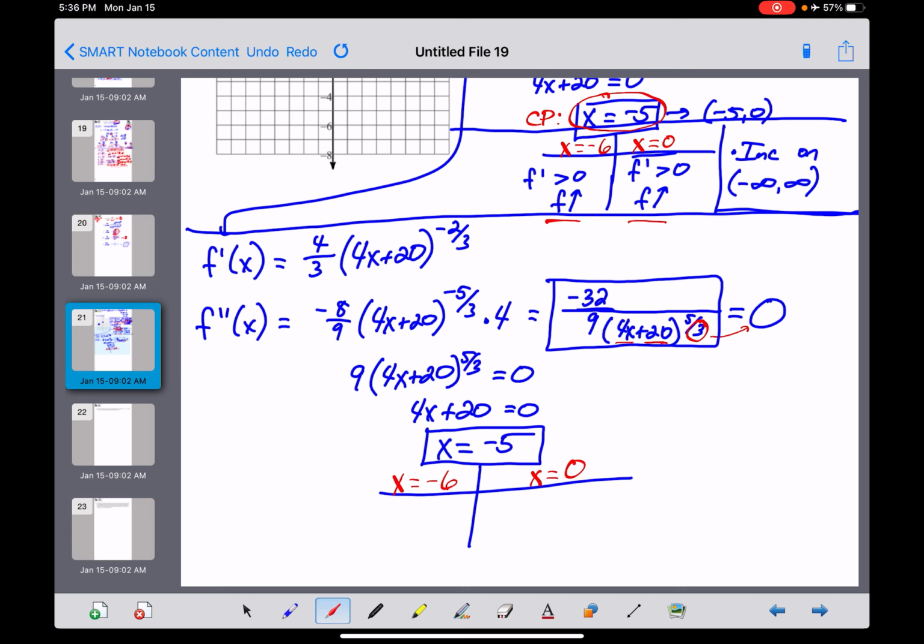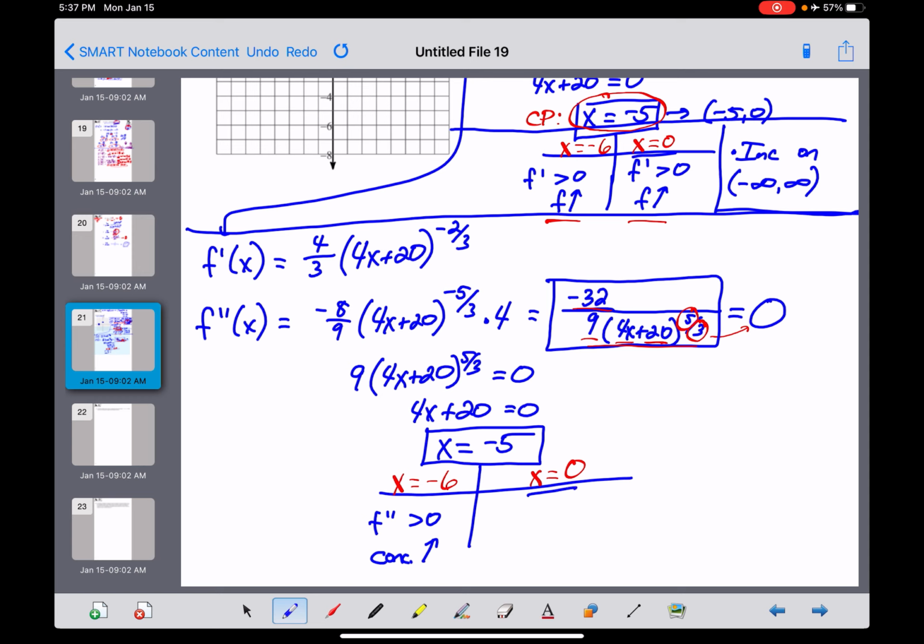The cube root of a negative number is negative. We'll then take that to the 5th power where it'll stay negative. Times 9, still negative, and negative 32 divided by that negative number means that our second derivative here, f double prime, is going to be positive, and we are concave up on this interval from negative infinity to negative 5.